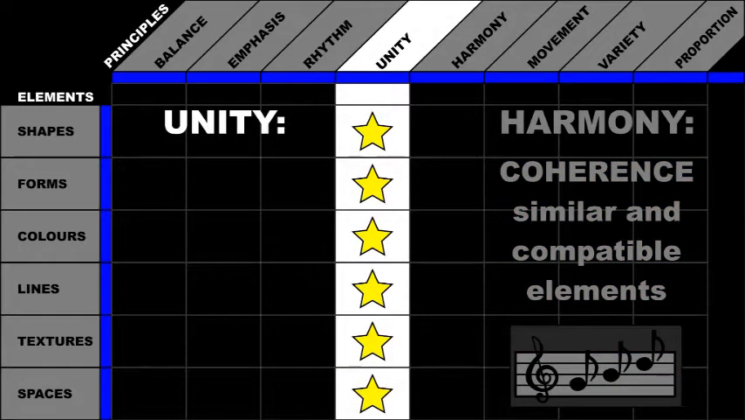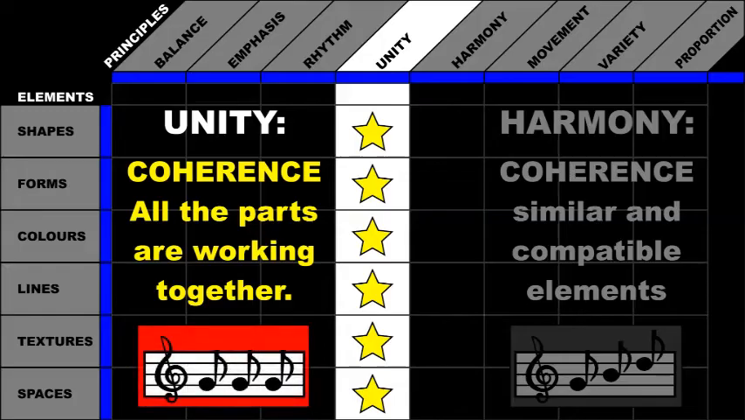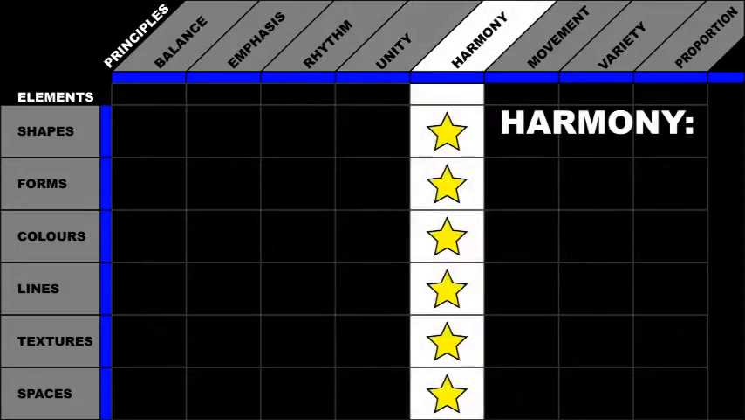The principle of harmony is similar to the principle of unity. Unity is also used to give coherence to a work of art. However, coherence is achieved by using elements that are all the same rather than elements that are similar and compatible. Like singers who are all singing the same notes at the same time as they sing one song together. Let's focus on the principle of harmony.